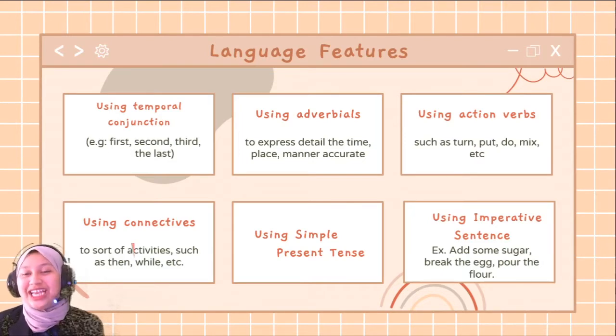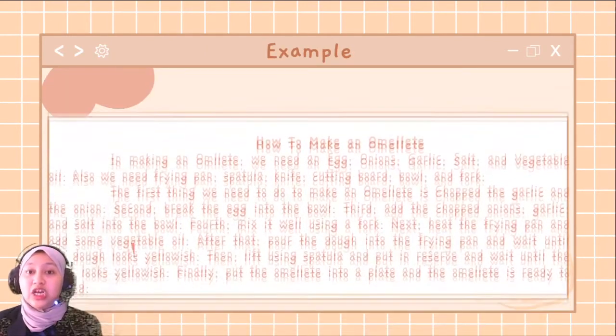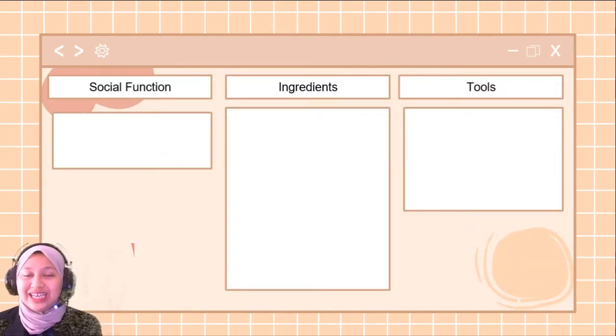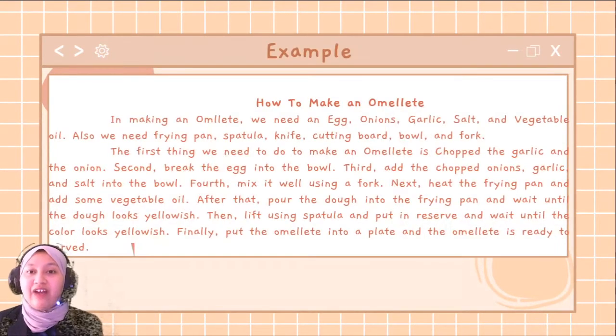Oke, selanjutnya kita akan membahas mengenai contoh dari procedure text. So here, I have an example of procedure text. So the example is about how to make an omelette. Jadi contoh di sini merupakan procedure text tentang bagaimana cara untuk membuat omelette.